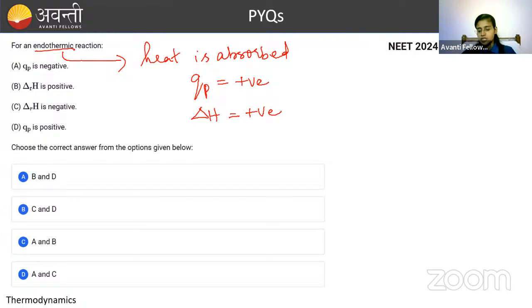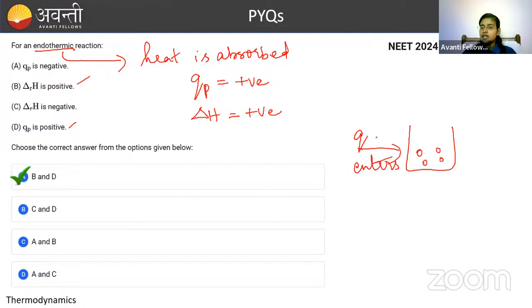Very good. Option A is the correct answer. Delta H is positive and Q is positive. If there is a system and the heat is entering into the system, then the Q value will be positive. If the heat is leaving the system, then the Q will be negative. So B and D are not correct. Option A is the correct answer. Very good.